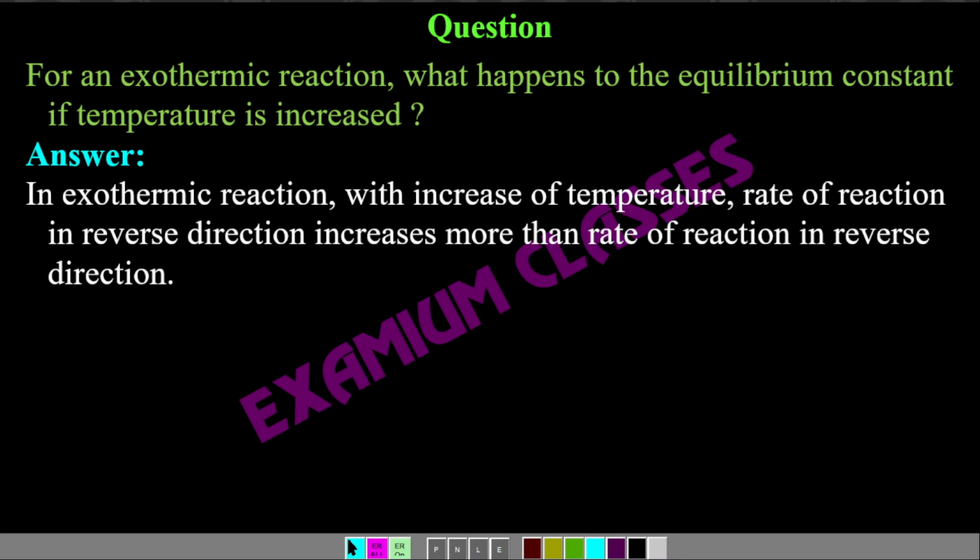In an exothermic reaction, with increase of temperature, the rate of reaction in the reverse direction increases more than the rate of reaction in the forward direction. So the reaction goes in, or equilibrium shifts in, the reverse direction. Hence K decreases. Remember, whenever you change the temperature, the equilibrium constant will change.